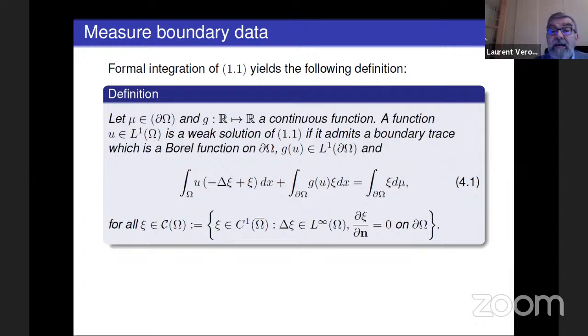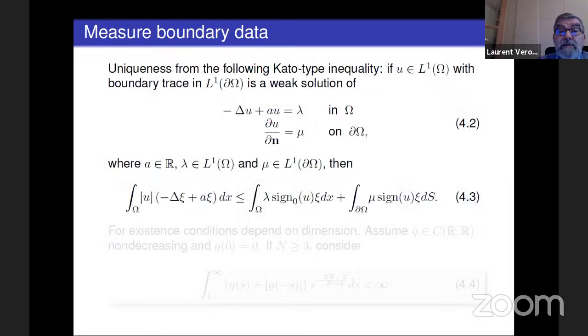So this will be taken as the definition of a weak solution. Remember, it is also important that I take as definition of solution a function u in L1 of omega such that it admits a boundary trace, which is a Borel function on d omega, because I want to define g of u on d omega. So I need this fact. Of course, all the construction will be like that.